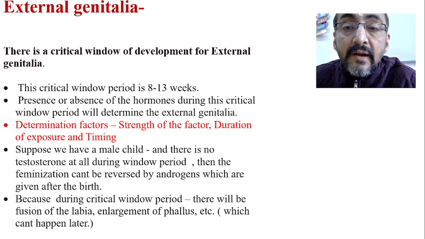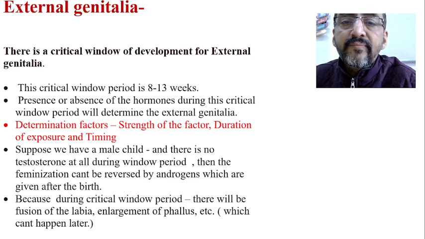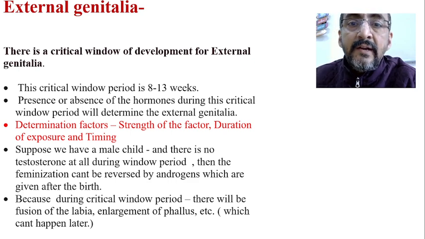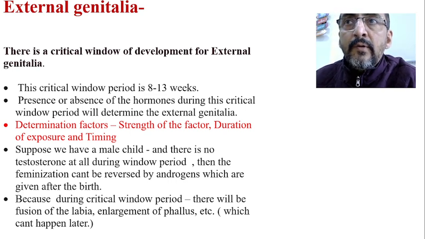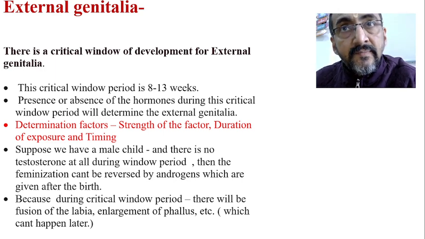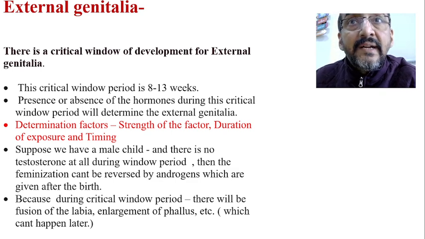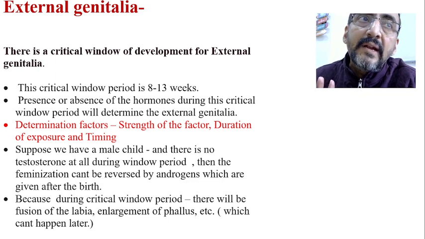So the determination factors are the strength of the factor, the duration of the exposure, and the timing. The strength of the factor means how much these hormones are able to do their function, that is important. For how long they will be present is also important, and at what time they will be present is also important. So this is the importance of the critical window period.